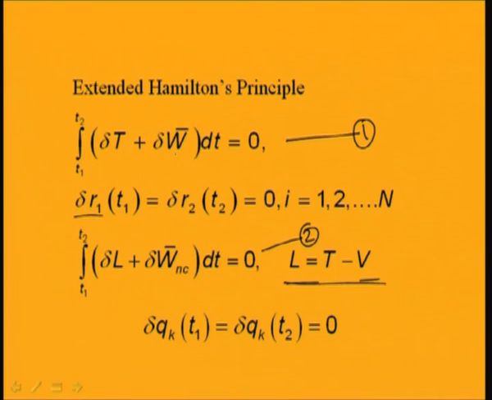When you are taking conservative work done, you know that conservative work done is equal to the negative of the change in potential energy. By using that principle you can write del W equals del W_nc plus del W due to the non-conservative force, and del W due to the conservative force equals negative del potential energy. So del T minus del V gives you del L, and this gives you del W_nc. Using either this equation or this equation, you can derive the equation of motion of a system.